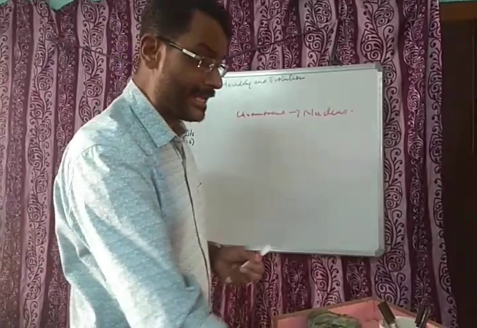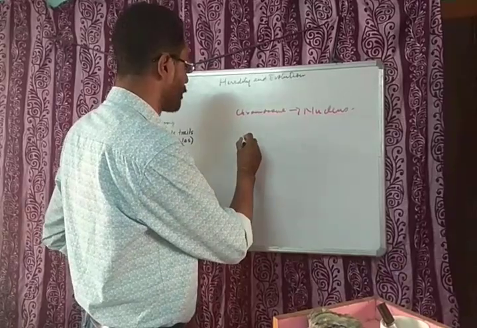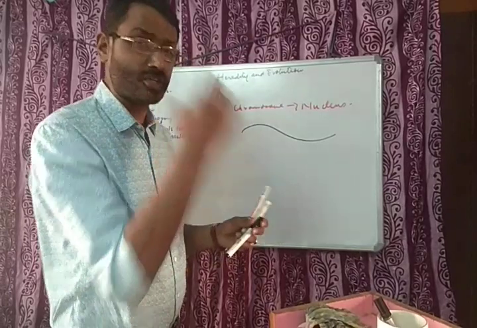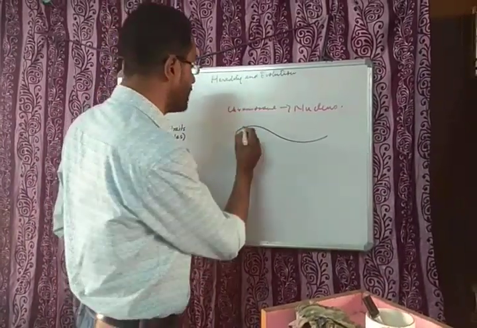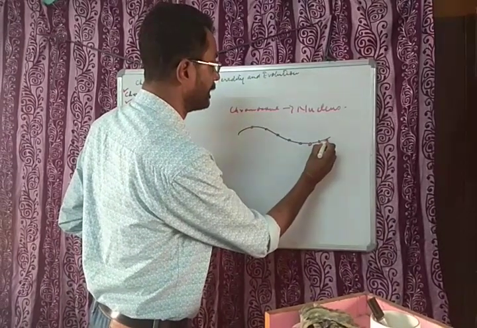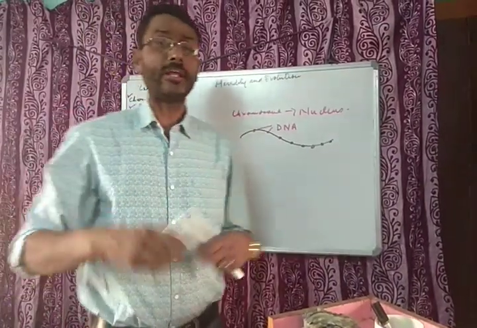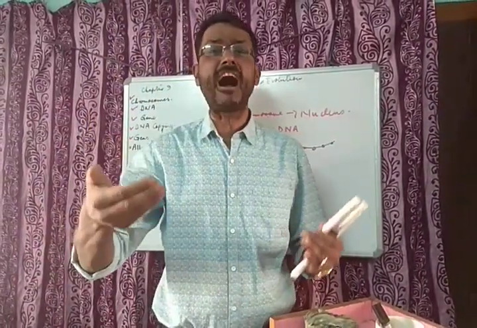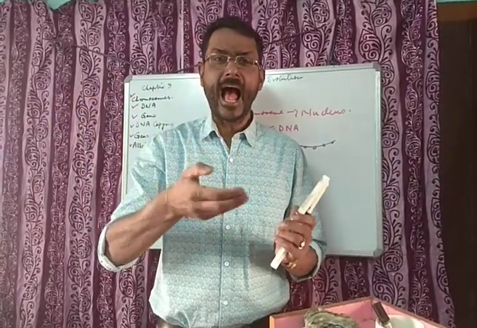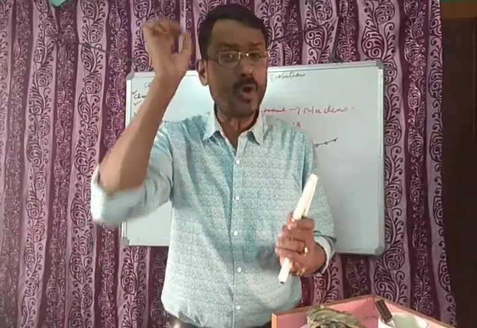What is DNA? DNA is present in the chromosome. Suppose this is a chromosome, a long, slender, fiber-like structure. And there you are finding DNA. These are DNA. Okay? So if the question comes, where will you find the occurrence of DNA? It is in the nucleus. And DNA is present where? In the nucleus, it is in the chromosome.